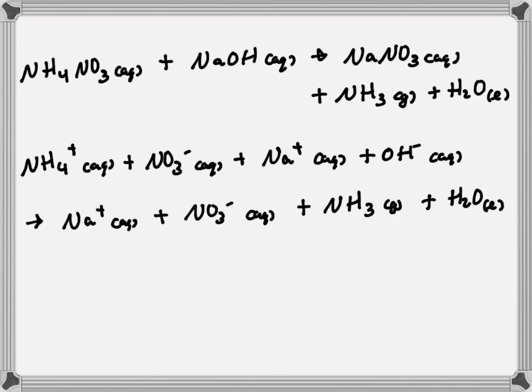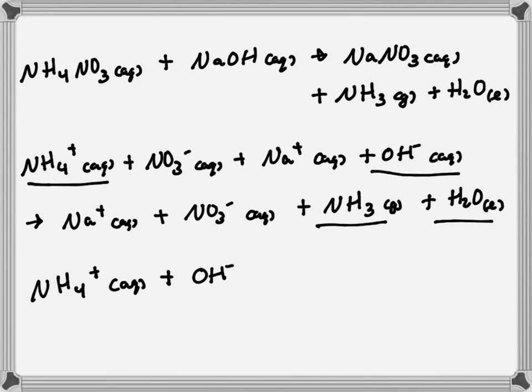Okay, so on my reactant side, I have ammonium. I don't have ammonium on my product side, so I'll underline that. Nitrate I have on both reactant and product. Sodium I have on both reactant and product. And hydroxide I only have on the reactant side. My product side, I've got my ammonia and my water. So my net ionic is ammonium ion plus hydroxide ion gives me ammonia plus water.